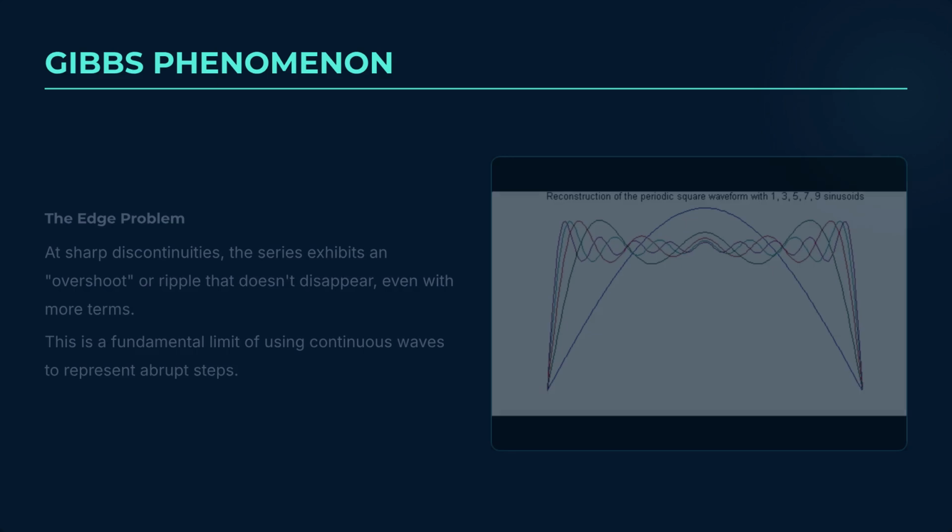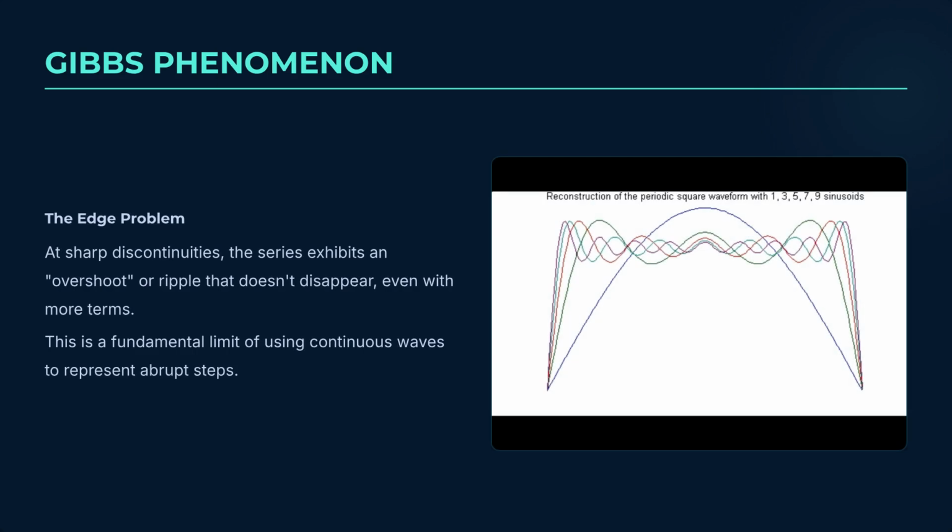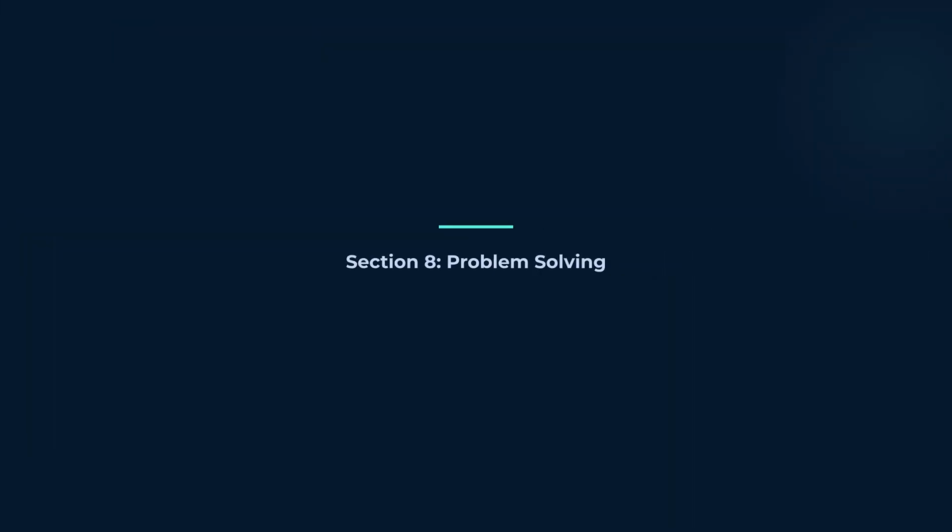However, attempting to reconstruct sharp discontinuities introduces the Gibbs phenomenon, a fundamental limitation. At these abrupt edges, the series exhibits an unavoidable ripple or overshoot that remains even with an infinite number of terms. Section 8 introduces a systematic approach to problem solving when applying the Fourier series.